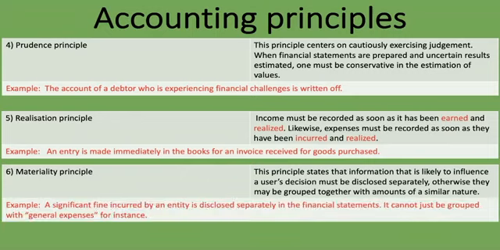And here's an example that we have. A significant fine incurred by an entity is disclosed separately in the financial statements. It cannot just be grouped with general expenses, for instance. So if a company has incurred a significant fine, let's say it's 40% of its revenue for that period, then it would have to be disclosed separately because of how big the amount is, and it cannot be grouped with others. So these are some of the accounting principles, and I hope we've spent some time explaining it well and you are able to get a grasp of how you apply accounting principles when preparing financial data or financial information.